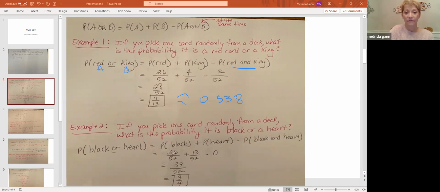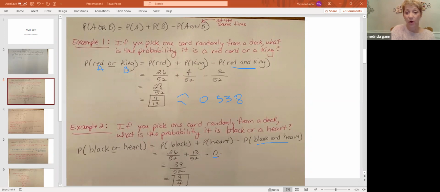Okay, well, think about it. Out of the 52 cards, how many are black? Half of them. All right, here's your hearts. Out of the 52 cards, how many are hearts? There are 13 hearts. Now think about it. How many cards in the deck are black and heart both at the same time? Do you understand that's impossible because the hearts are red? So remember, when something cannot happen, what's its probability? 0. So you don't end up subtracting anything.